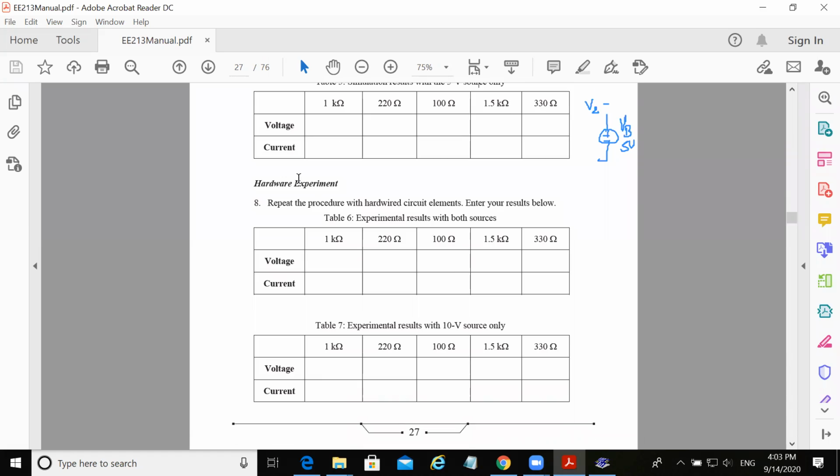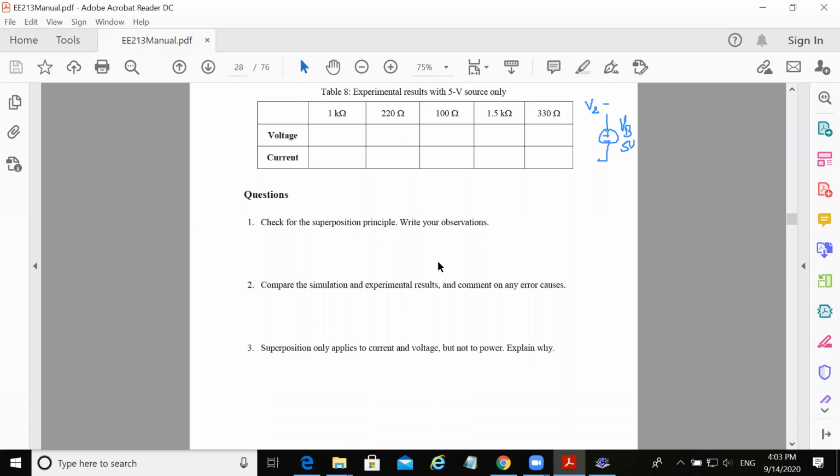Okay, now the later part is for the hardware experiment, so don't worry about it because we are not doing any hardware experiment. Now these are the questions, so you have to answer all of these questions. And as I said earlier, if any question is related to hardware, then only you can leave it. Otherwise, you have to answer all of the questions, please.